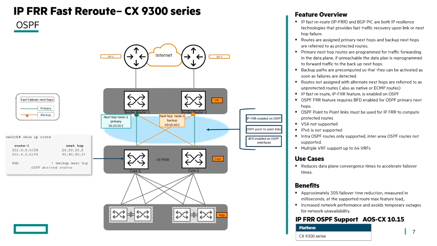We've still got VSX not supported, no support for IPv6. Just do note that intra-area OSPF routes are only supported, inter-area OSPF routes are not supported. And again, we've got this feature supporting up to 64 VRFs.